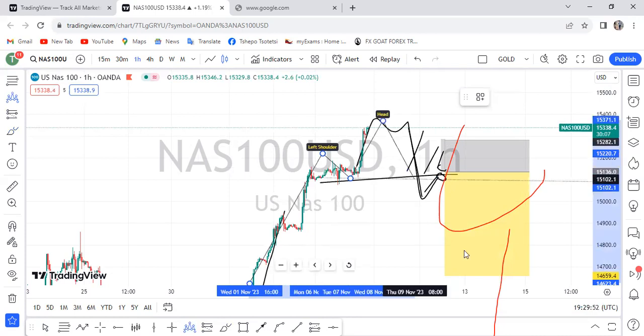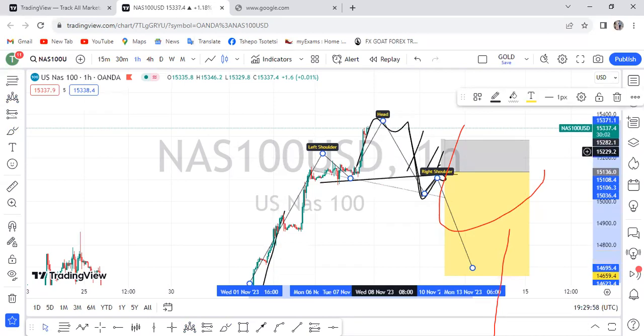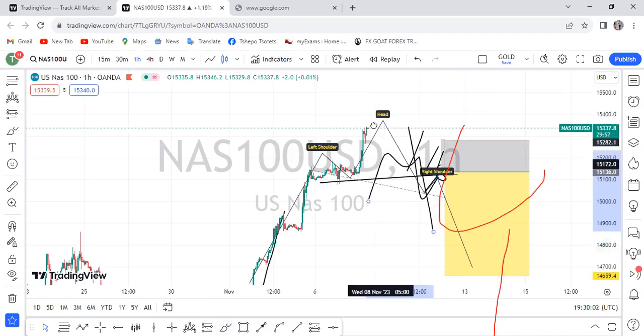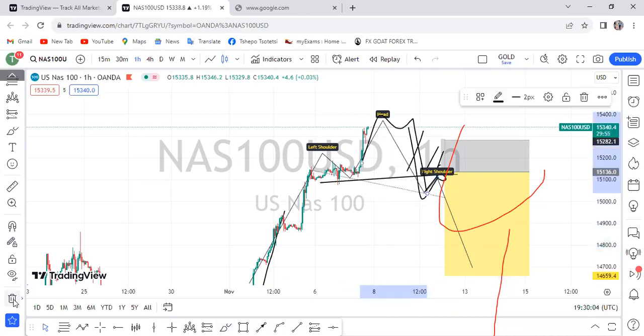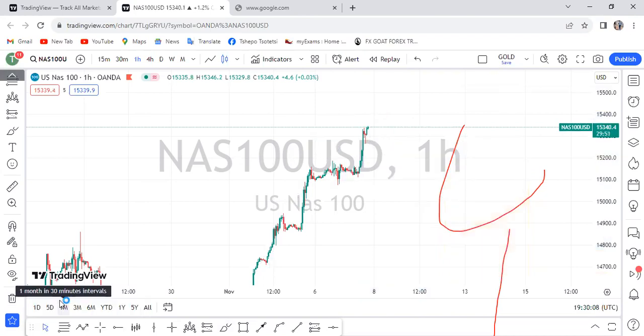Then we're gonna enter on the left shoulder. That's when we say it's a confirmation. But the market now is still in a bullish trend. We don't have any confirmation that the market is gonna sell. So that's how market structure works. The market is making higher highs and higher lows, or lower lows and lower highs.